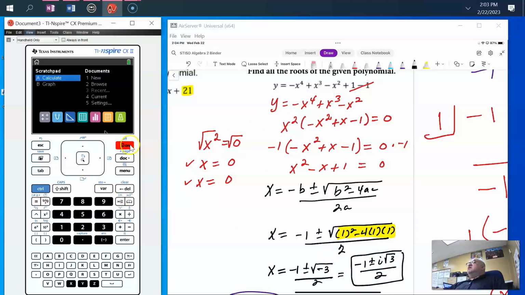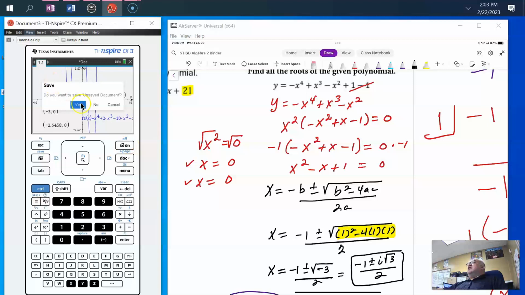So I'm going to go ahead and go to a new graph, and I'm going to type it in just the way it is there. Negative x to the power 4 plus x to the power 3 minus x squared plus 1 minus 1. I'm going to press enter. And you notice it goes right through 0, and it repeats twice. The other ones are imaginary.